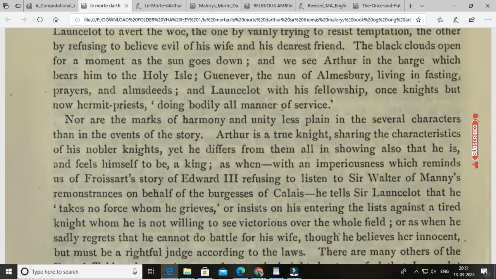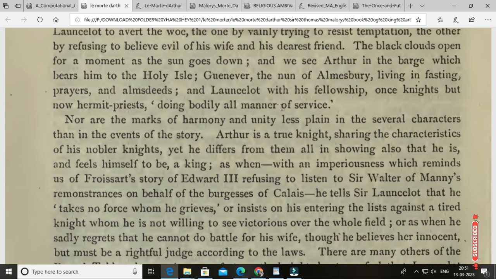Nor are the marks of harmony and unity less plain in the several characters than in the events of the story. Arthur is a true knight, sharing the characteristics of his noble knights, yet he differs from them in showing all that he is and feels himself to be a king, as when he shows an imperiousness reminiscent of the Froissart story of Edward III refusing to listen to Sir Walter Manny's remonstrance on behalf of the Burgesses of Calais.